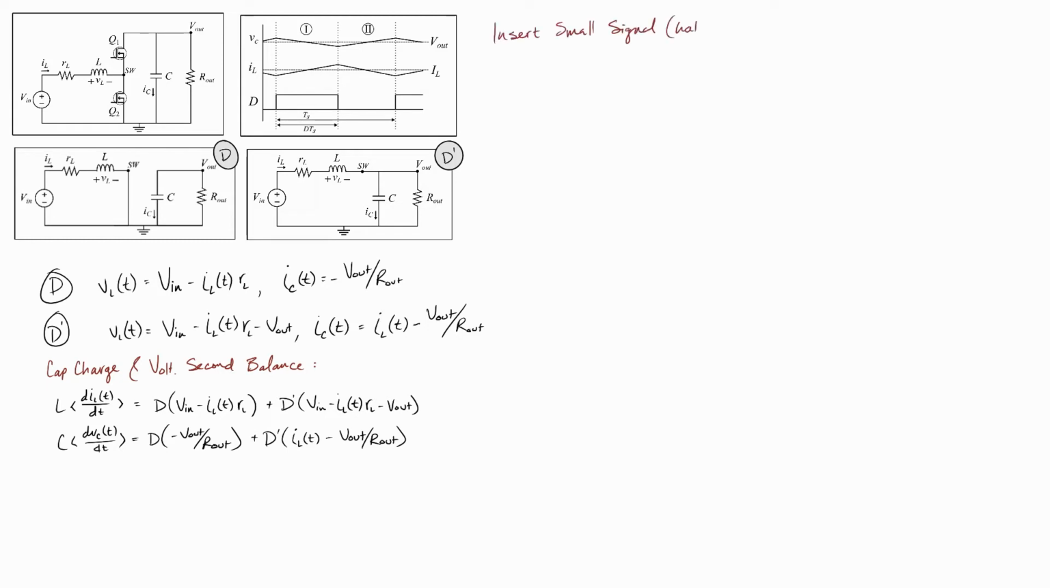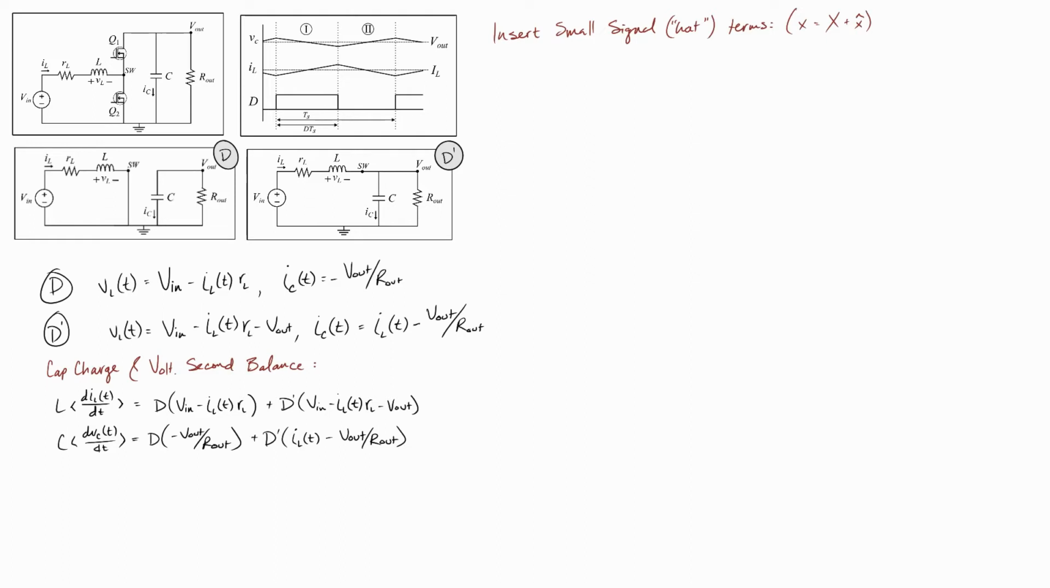Next, what we'll do is insert small signal terms. They're the hat terms. So for every variable x, you'll have some steady state variable I'll call capital X, and then some small signal term, x hat.